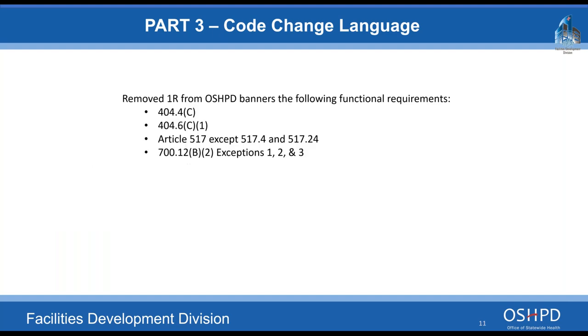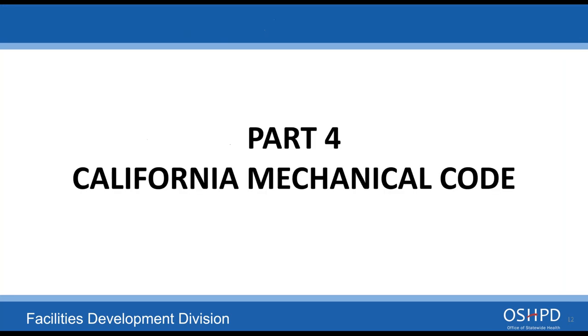And we removed OSHPD from the OSHPD banner 1R in the following sections. And this again was just cleanup. When the 2019 code came out, 1R was added to all the OSHPD banners. That wasn't correct. And so again, we're just doing cleanup. And that should be all my changes for the California Electrical Code.